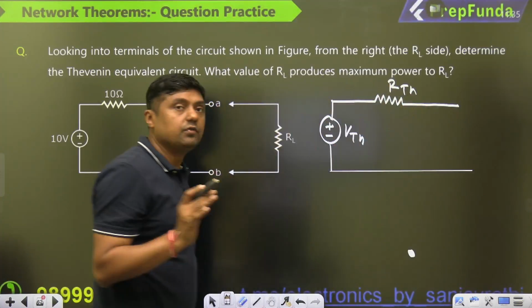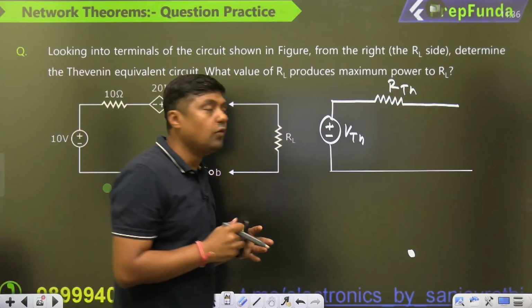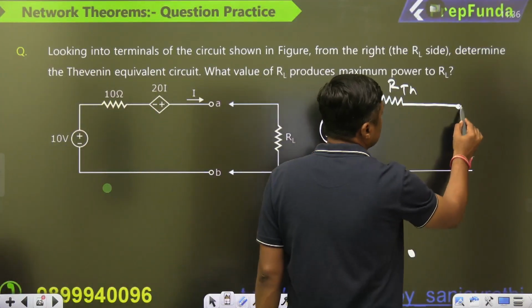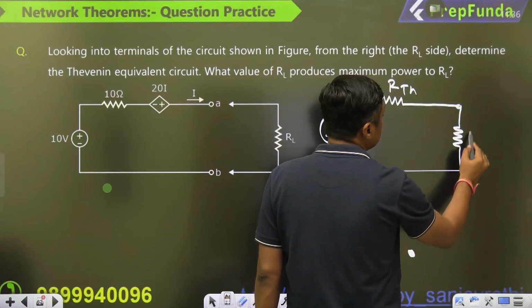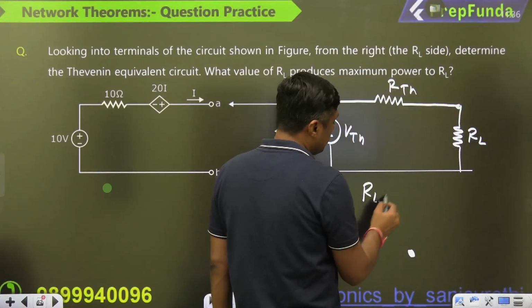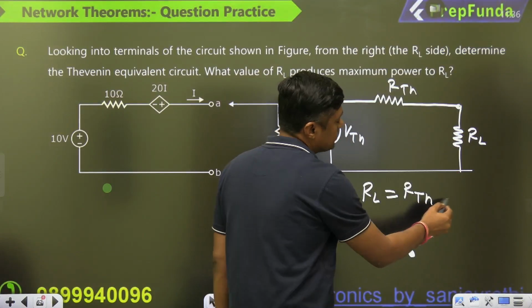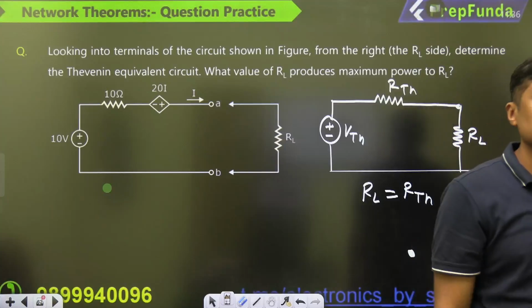Okay, first of all, find the VTH and RTH. RL should be equal to what? RTH, to get the maximum power transfer theorem.